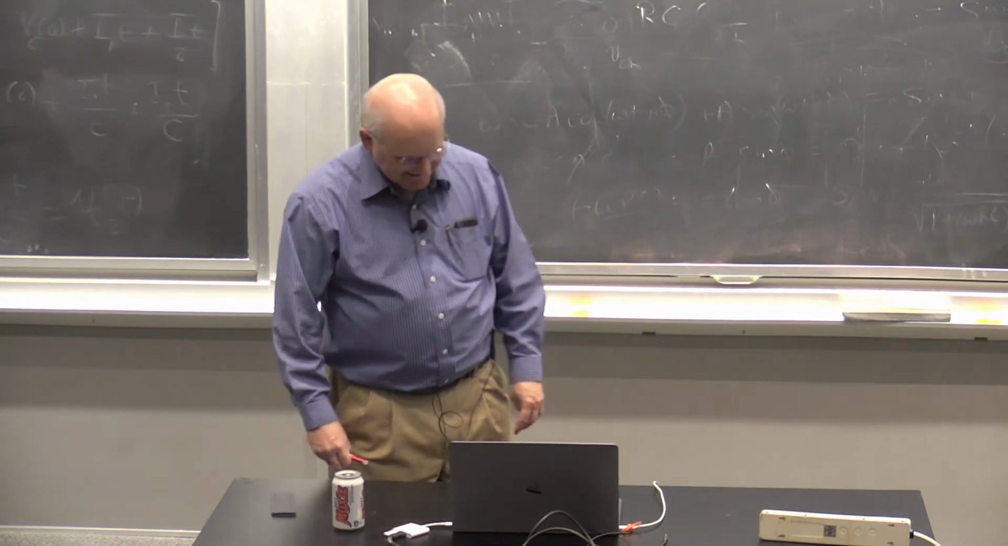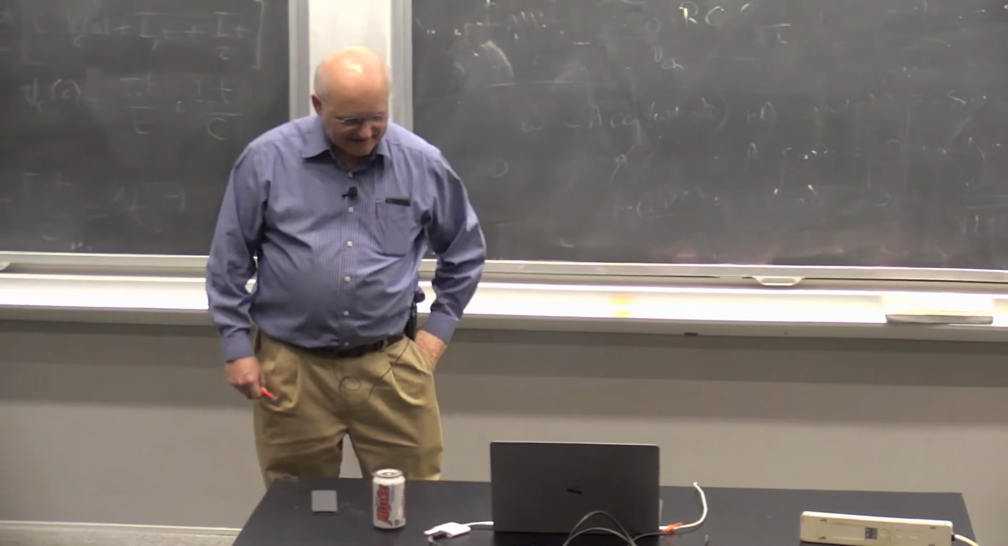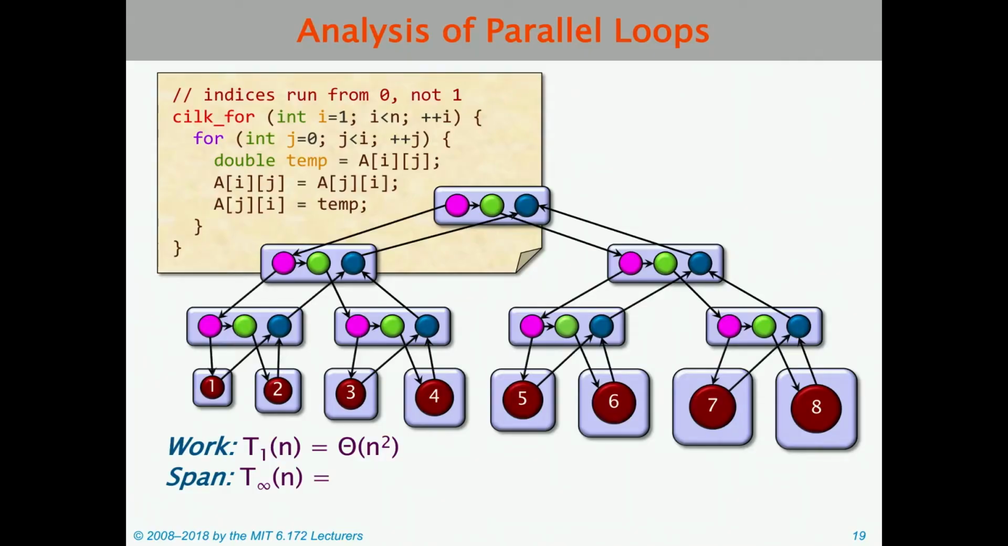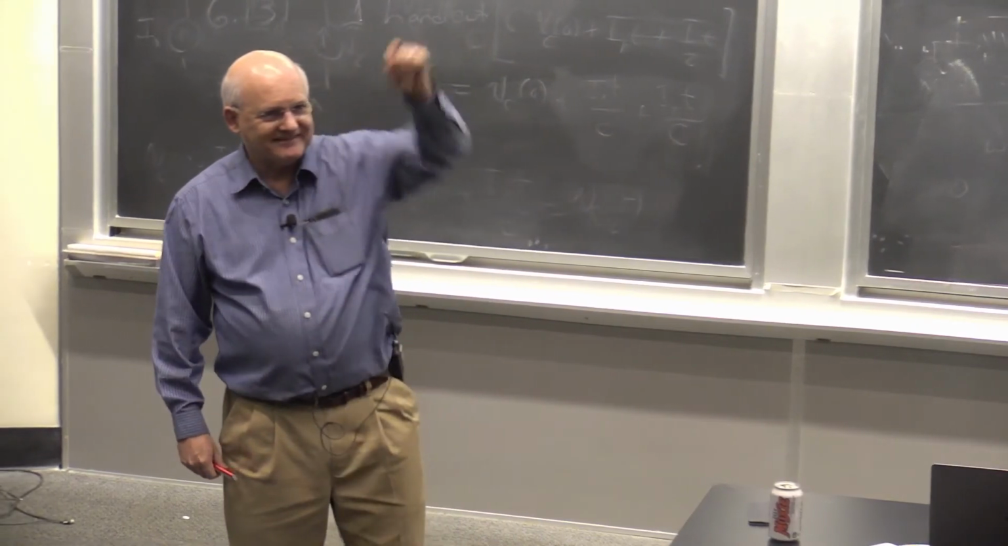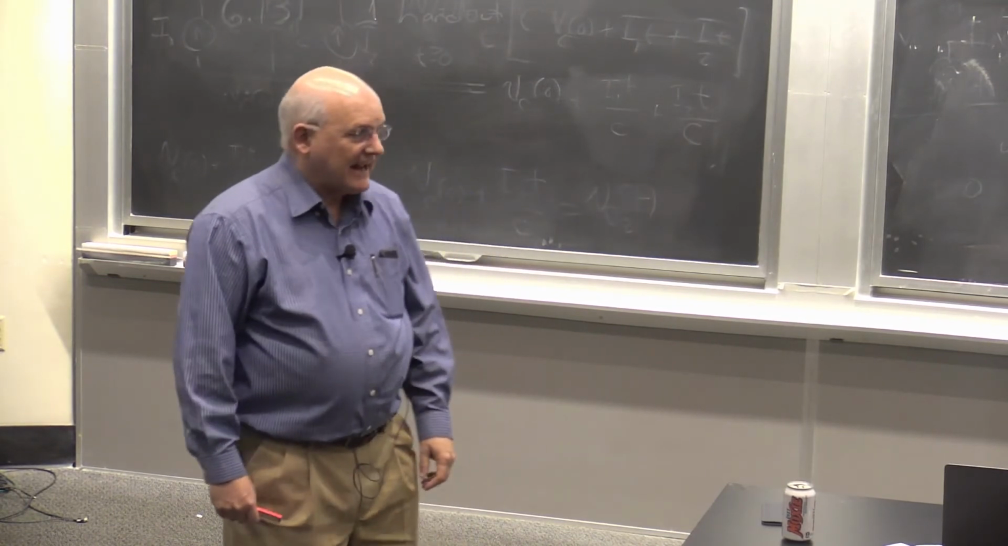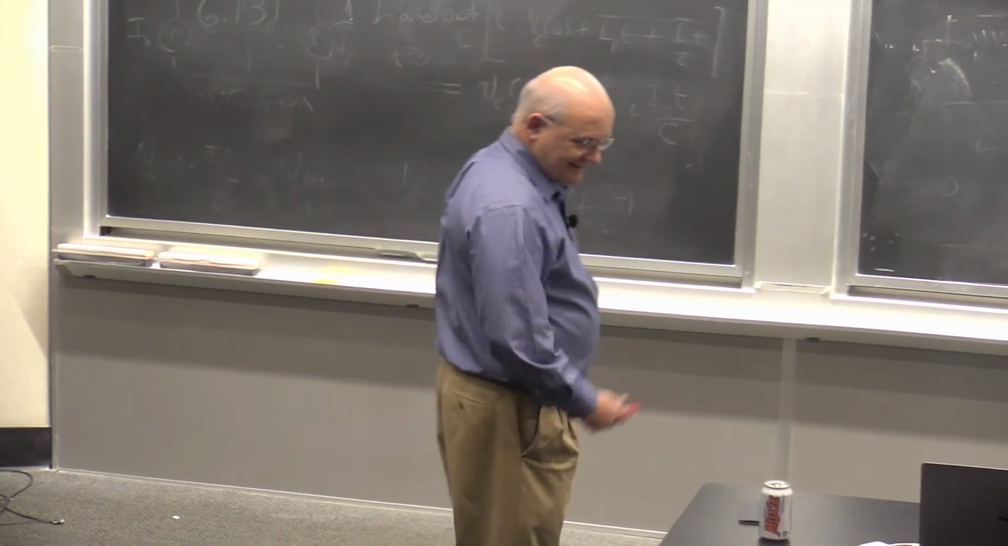Okay. Let's look at the span of this. What's the span of this calculation? Because that's how we understand parallelism, by understanding work and span. I see some familiar hands. Theta n. Yeah, how did you get that?